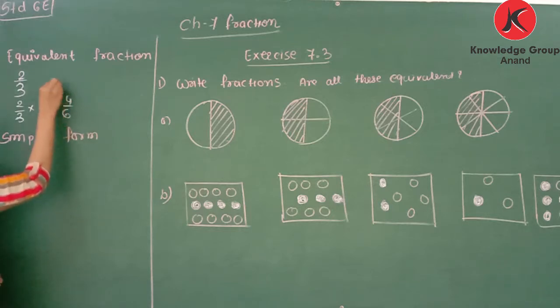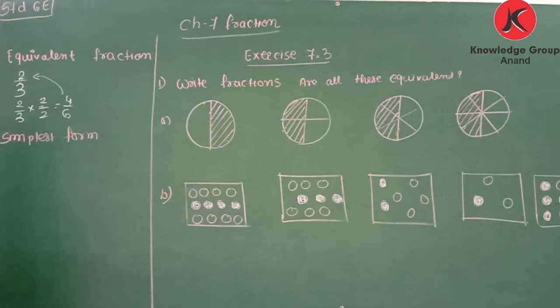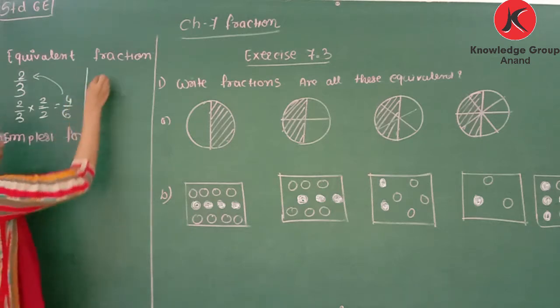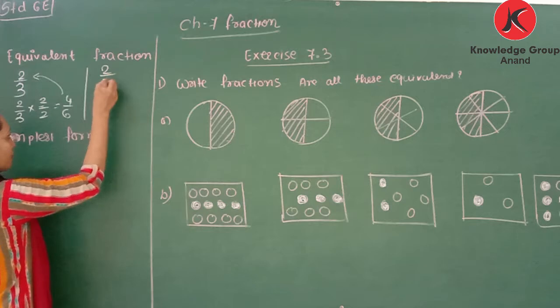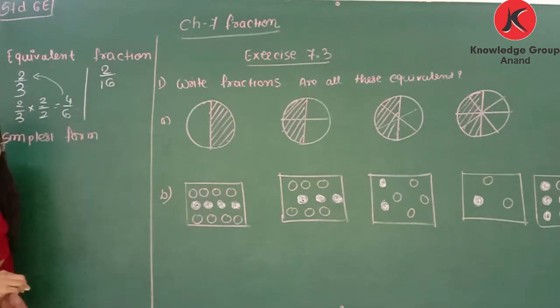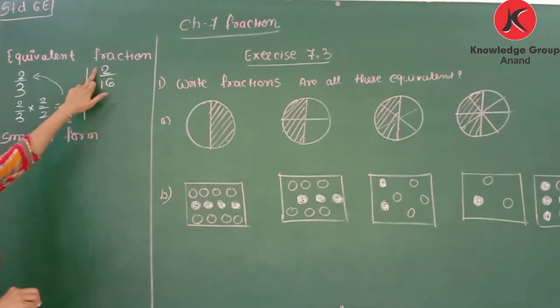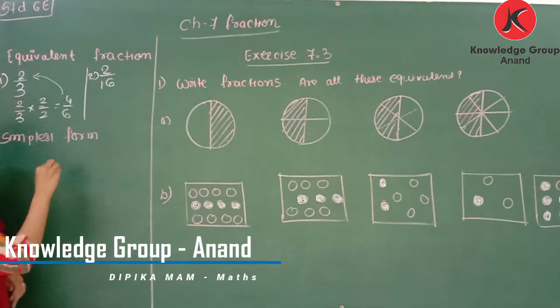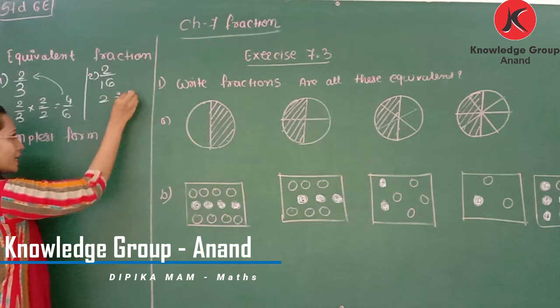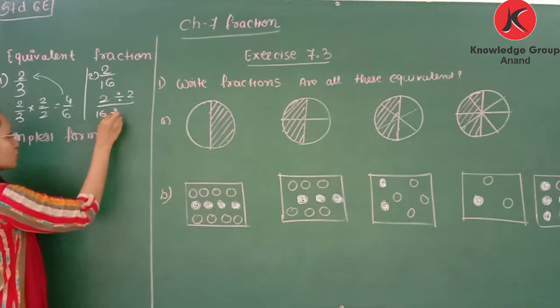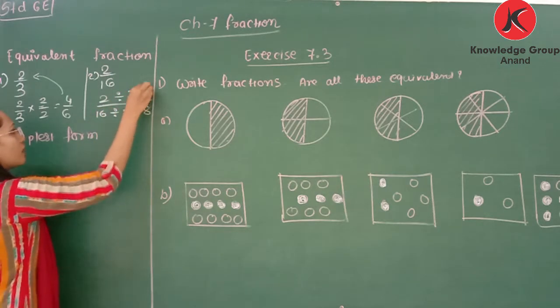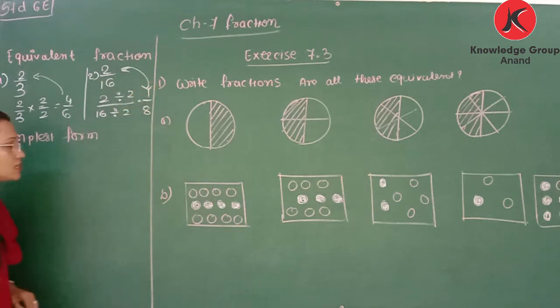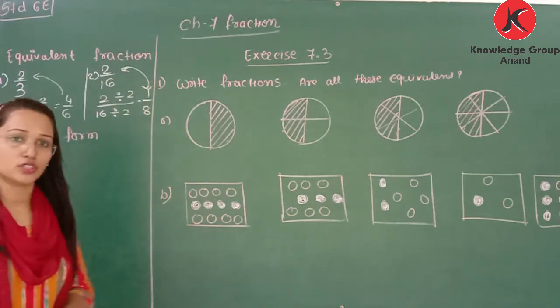So 4 by 6 and 2 by 3 are equivalent fractions. Let's take one more example, 2 by 16. 2 is divisible by 2 and 16 is also divisible by 2. So if we divide 2 by 2 and 16 by 2, we get 1 by 8. So 1 by 8 and 2 by 16 are called equivalent fractions.